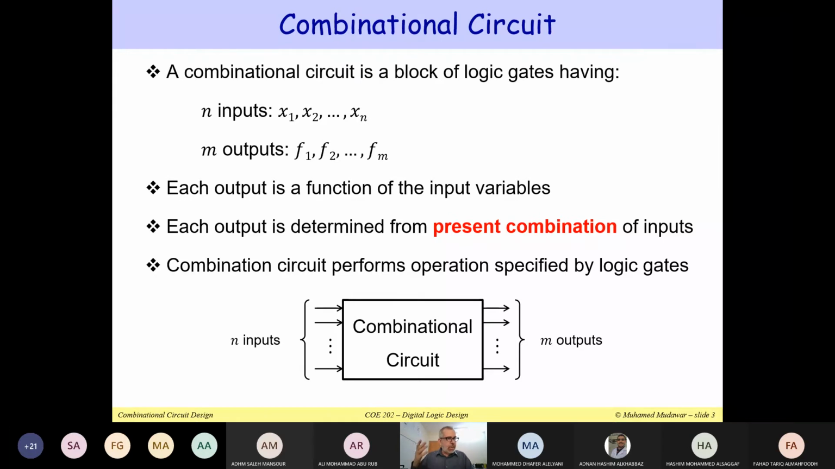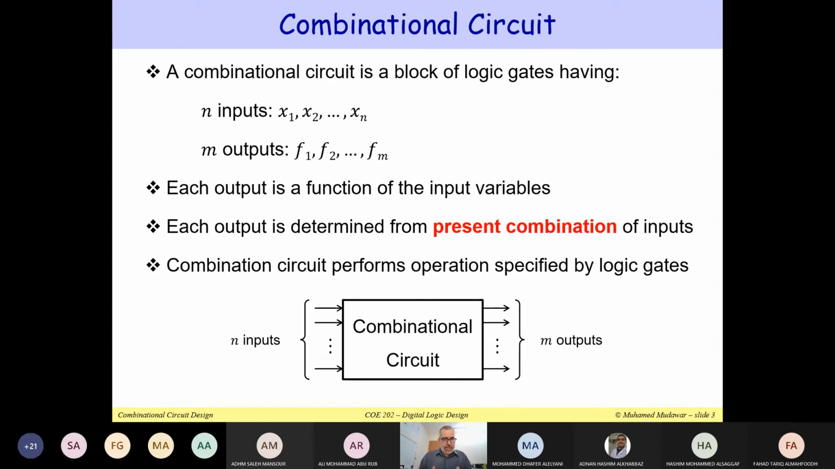And it can have a large number of outputs, for example, m outputs. Each output is a function of the inputs. So we can number these outputs as function 1, f1, f2, f sub m. So these are m outputs. Each output is a function of the input variables, and it depends on the present values of these inputs. So it only depends on the combinations of these inputs. This is why it's called a combinational circuit.